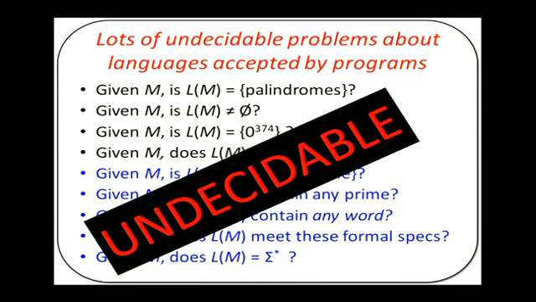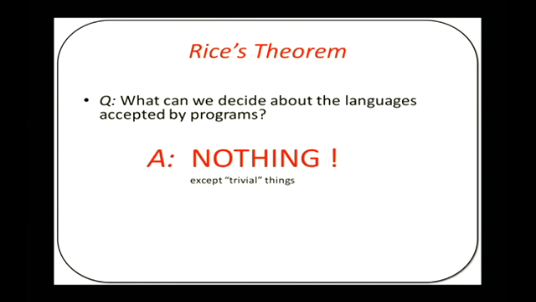Given M, is L of M equal to 0 to the 374? Why is that non-trivial? Because the language accepted by some machines has that property, and the language accepted by some machines doesn't. So it's a non-trivial property of the language accepted by the machine, and any such property is undecidable. That's the content of Rice's theorem. So it is not surprising that all the reductions look the same, because there's a meta reduction which proves that any non-trivial property is undecidable.